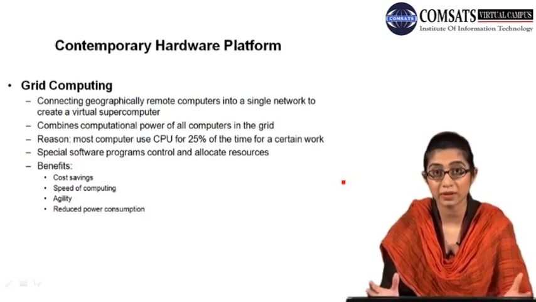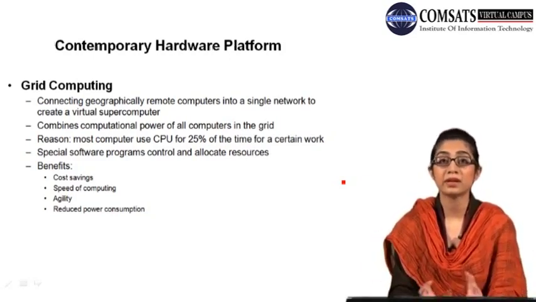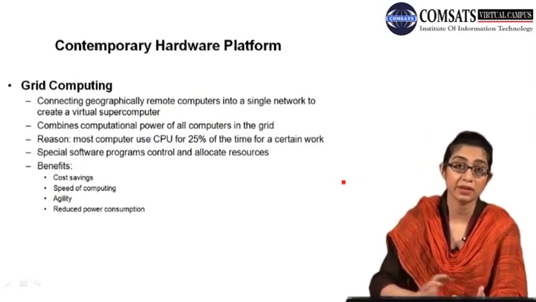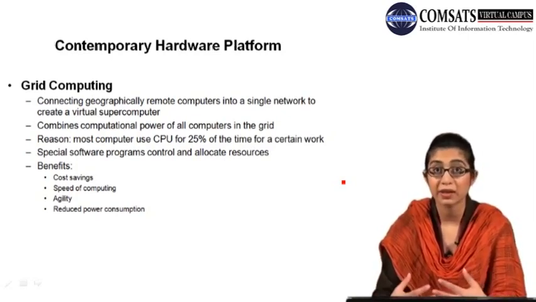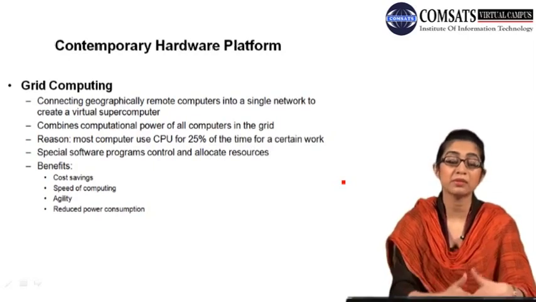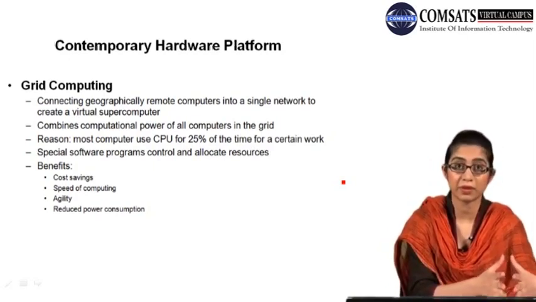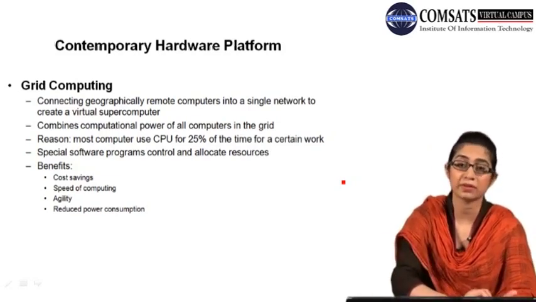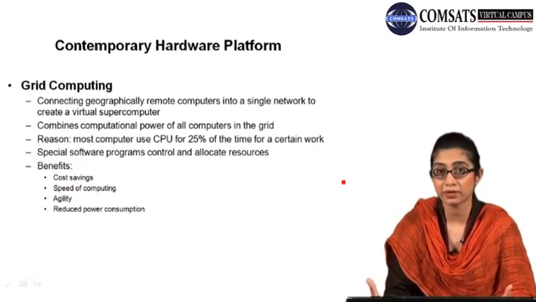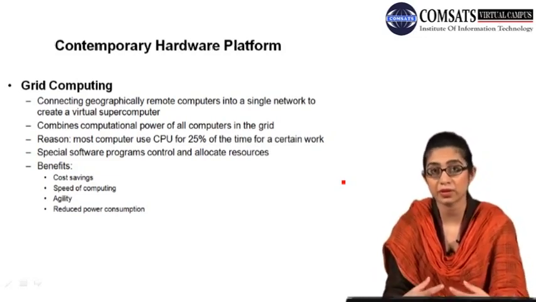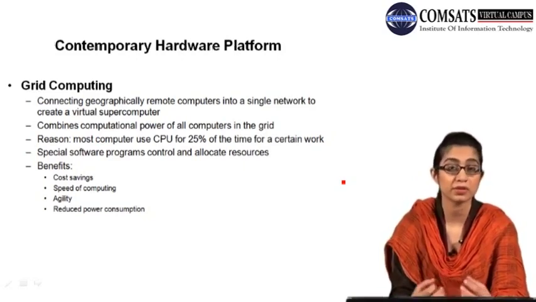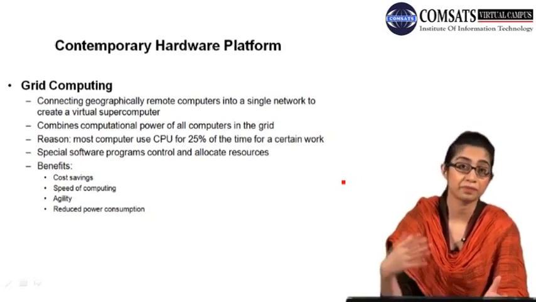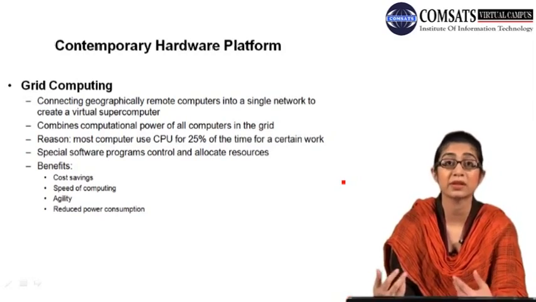Right, and they all work in a grid in such a way that their computing power is combined. So it basically combines the computational power of all the computers in the grid. So why is that possible? The reason grid computing became possible is because most computers use their CPUs for only 25% of the time that work is given to them. So आपका जो usage of the CPU है, that is not 100%, it's only 25%. So when only 25% of the CPU is being used, that means the remaining 75% is left idle.